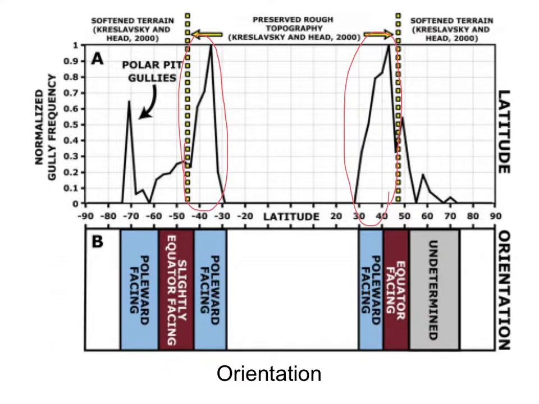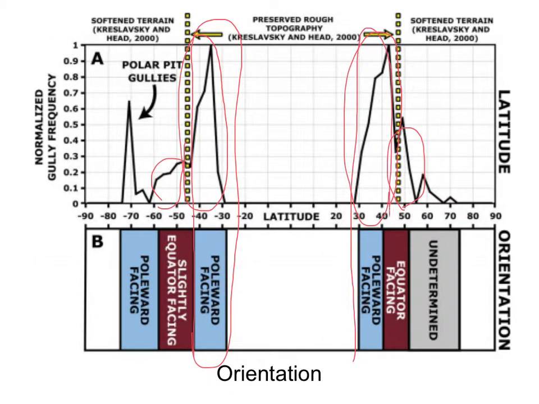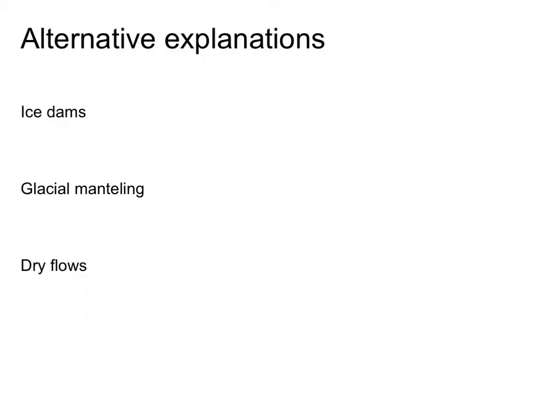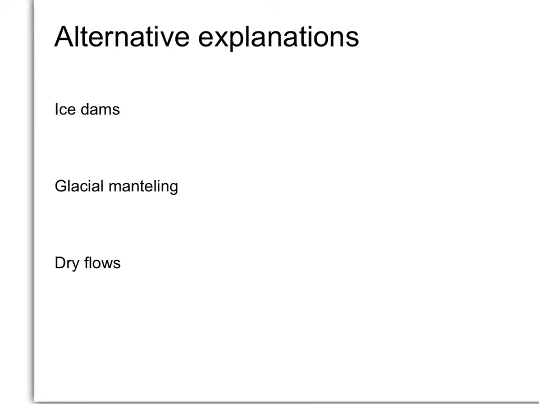If you go further away from the equator to some higher latitude regions, we've got more of a mix. But again, it's in these areas where the bulk of the gullies are, and in those areas they are primarily facing away from the equator toward the pole. So they would be on north-facing slopes in the northern hemisphere, and they'd be on south-facing slopes in the southern hemisphere. Okay, so people have come up with alternative explanations.